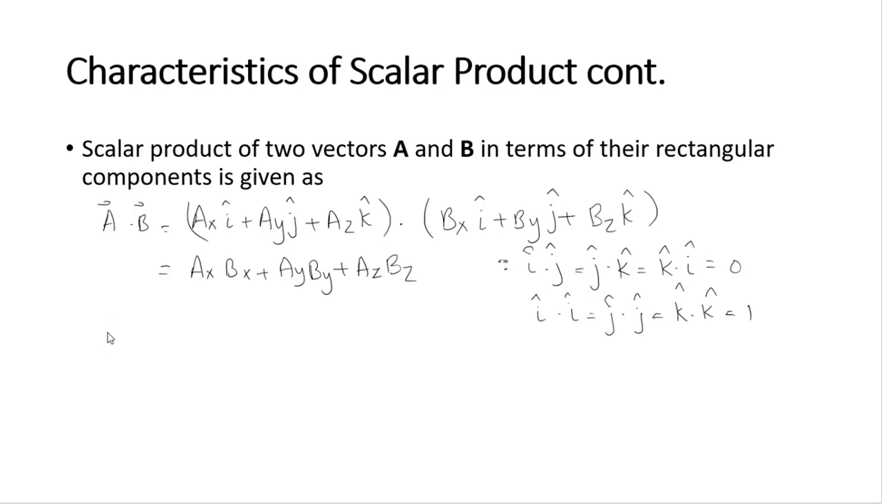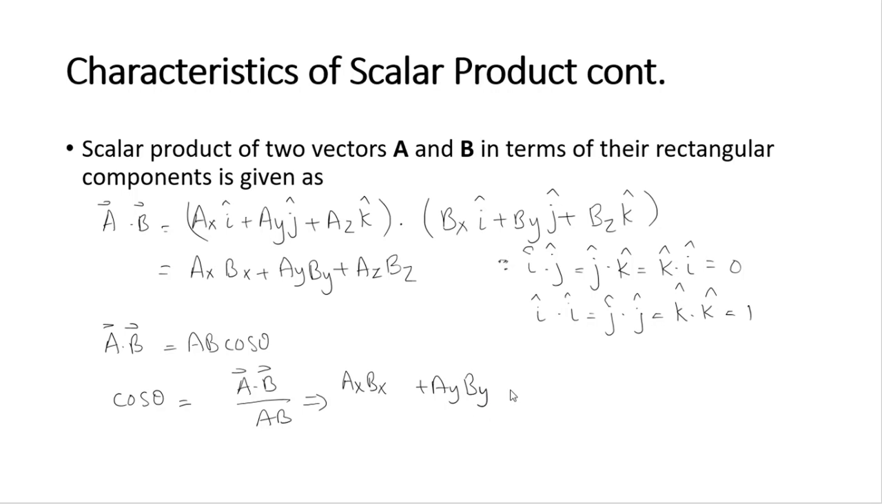By using the definition of the dot product, A dot B equals AB cosine theta, we can also find the angle between two vectors. So cosine theta will become A dot B over AB. Here we know the value of A dot B, so it is AxBx plus AyBy plus AzBz divided by AB.